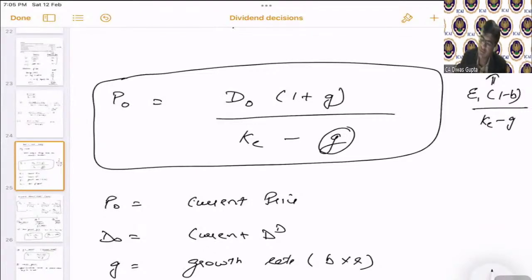See, Mancha, this one. You remember? D0 into 1 plus G. So E1 means earnings per share after 1 year. D0 means dividend of today or dividend that we have already paid. In that, we are going to do 1 plus G. So that will make the dividend for the year end. Okay.